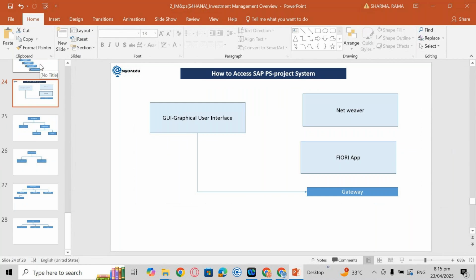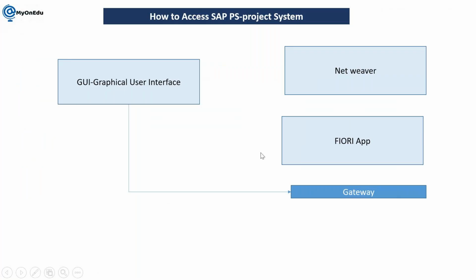Okay, let's see how we can access SAP. There are three different ways to access SAP. We can access it through GUI, the graphical user interface, through NetWeaver, and through the Fiori application. These are the three different ways to access SAP to perform the transactions.